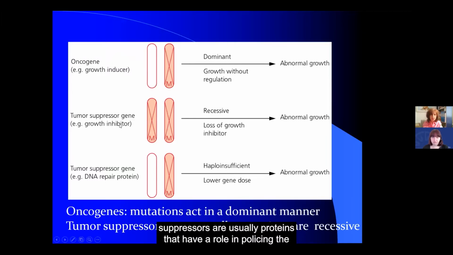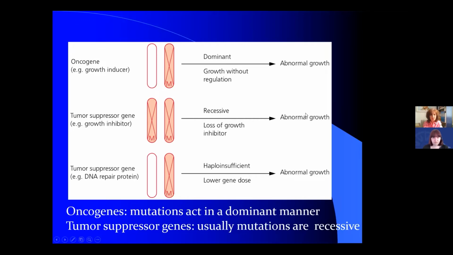These tumor suppressors are usually proteins that have a role in policing the net cell number in the body. So they basically inhibit growth most of the time, and that's why they're named as a tumor suppressor gene. And if you have 2 mutations that knock out this function, then you're going to get, again, abnormal growth.